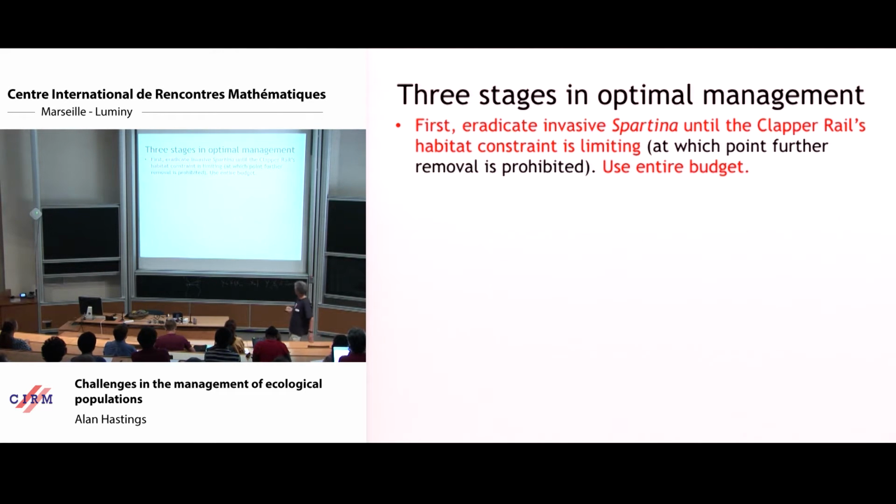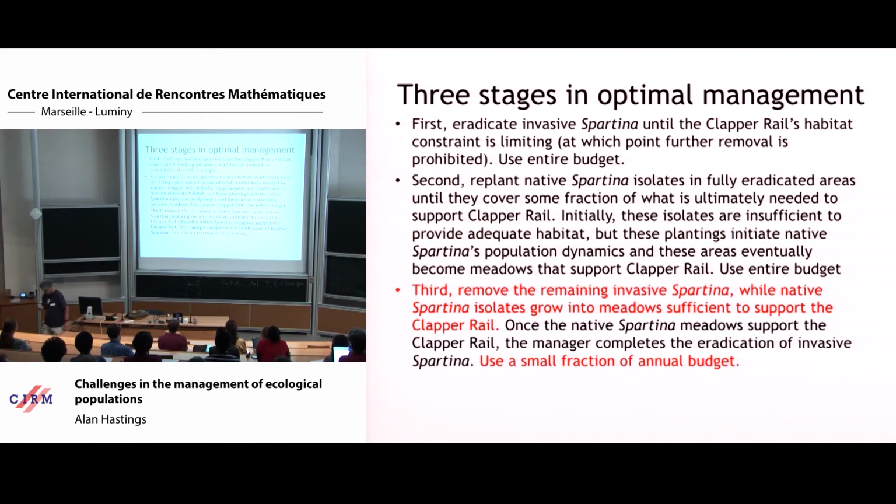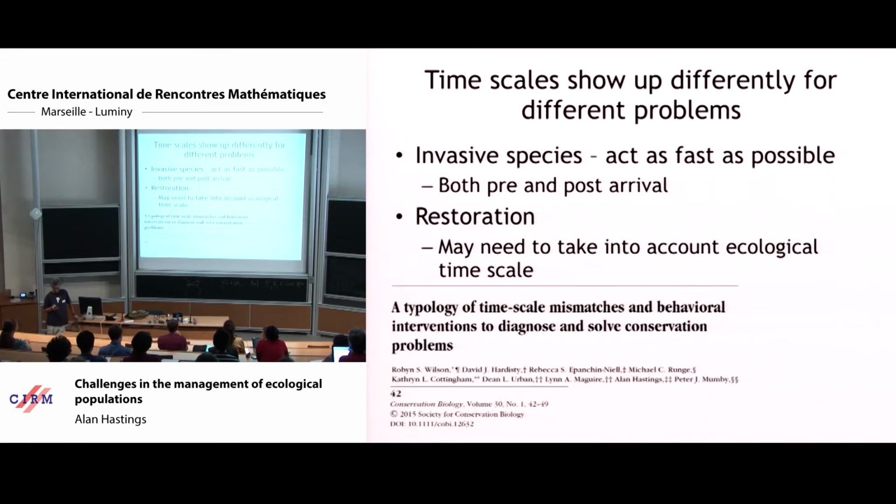And this is what I've just said. Use the entire budget at the beginning, replant native Spartina after you have a place that pays to do this, and then slowly remain while the Spartina grow into meadows. Use a small fraction. And basically, timescales show up differently for different problems.